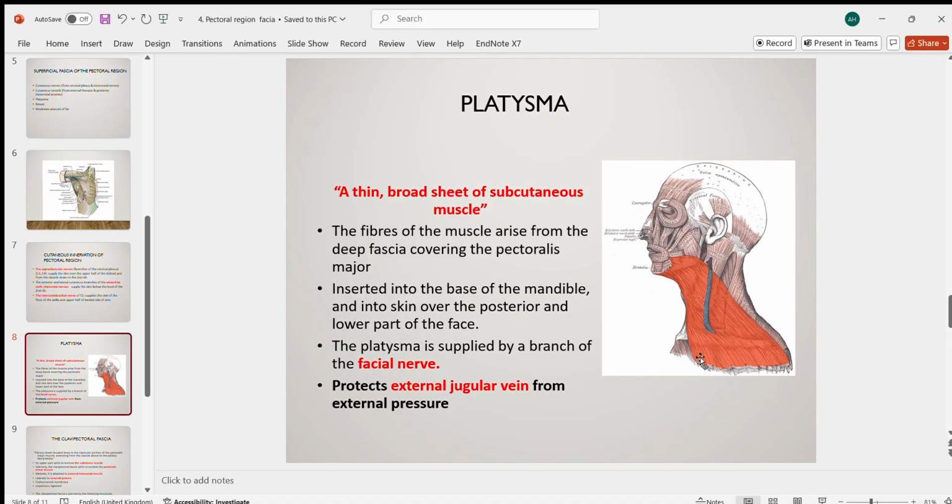The direction of movement of fibers of platysma is medially and upwards, as you can see in this picture. The origin is from the pectoral fascia. It goes up and medially, and it is inserted into the base of the mandible at the level of the lower part of the face. The nerve supply of platysma is the facial nerve, and the function of platysma is that it protects the external jugular vein from external pressure.